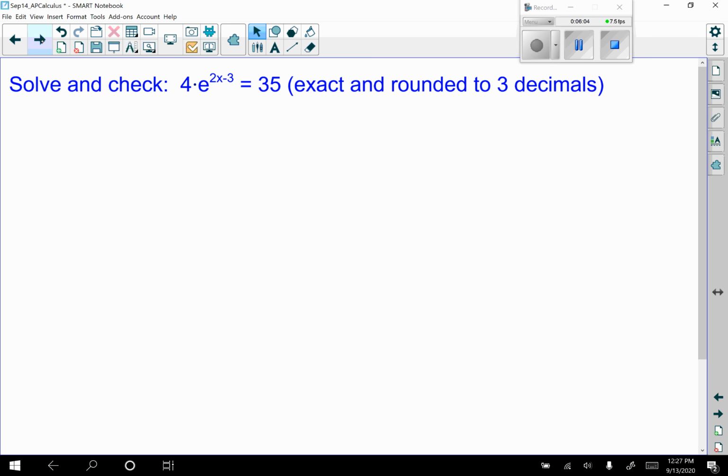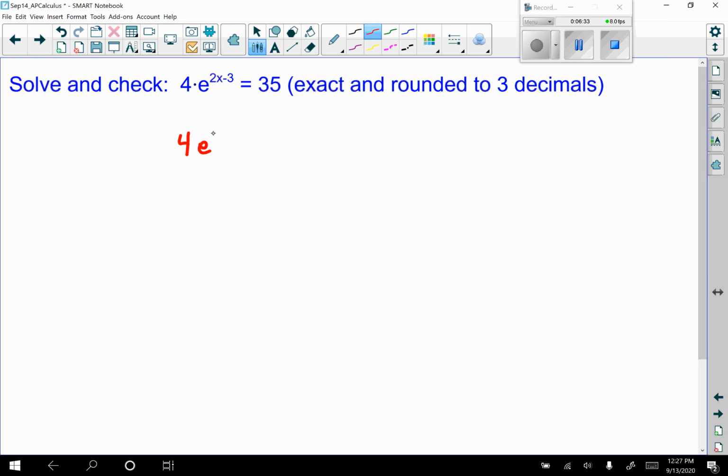All right, so we're going to use these properties here to help us solve and check. Again, we were working with investments, principal amounts, population increase and decrease that had us using logs and natural logs. These are pretty much the same thing. They're still exponential equations when our variable's in the exponent location. So we're just going to go through and use inverse operations to solve. Again, we want exact and rounded to 3 decimal places.